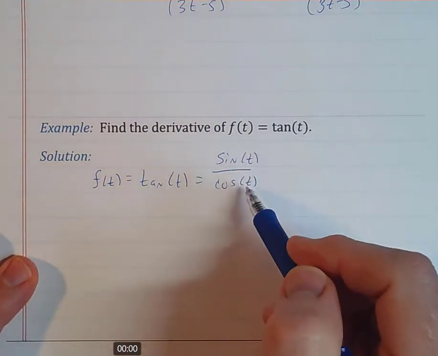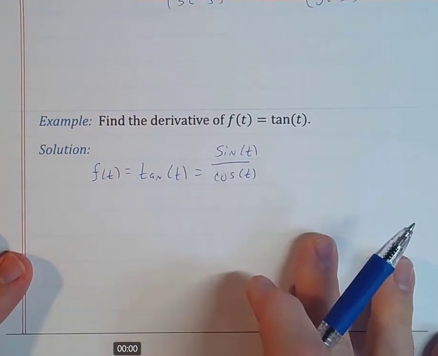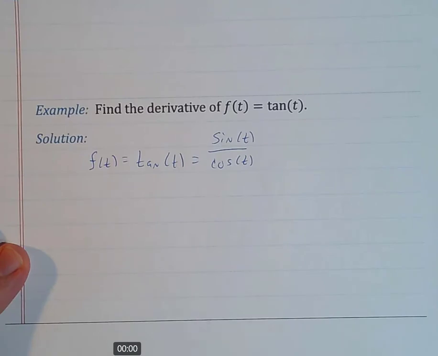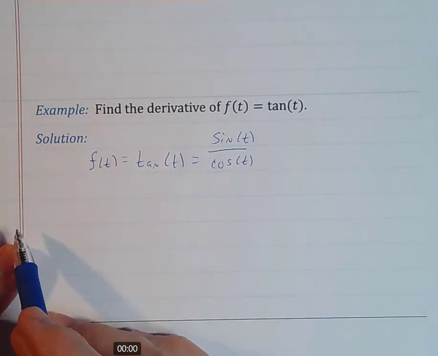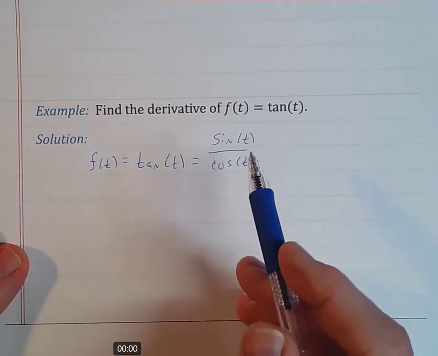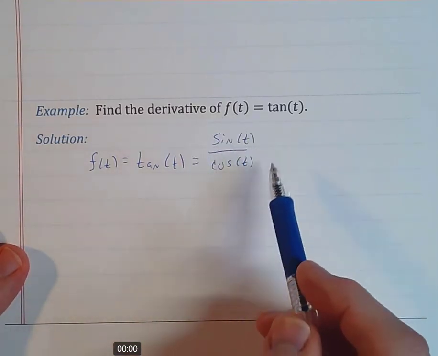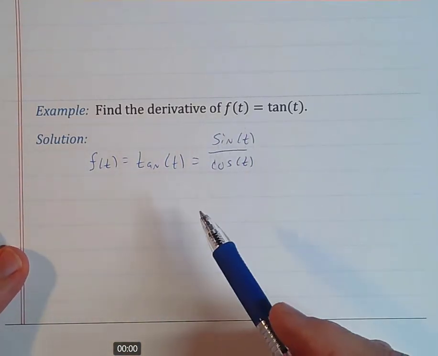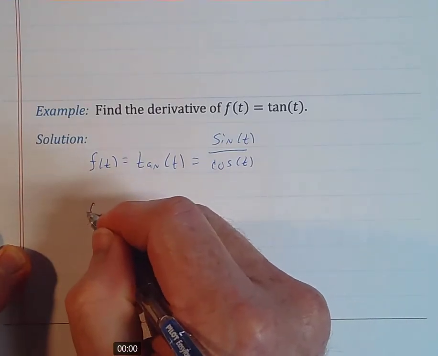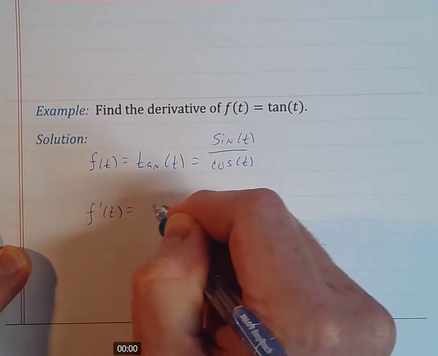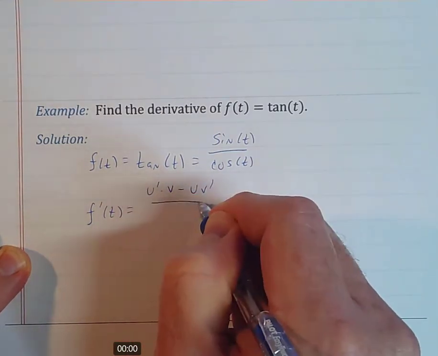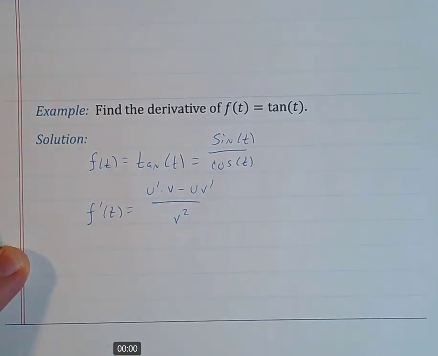And that's a quotient. And so if I want to find the derivative here, even if I don't know it, there's formulas and things out there for the derivative of tangent. You could look that up. But even if I don't remember what that is, I know this. And I know that's a quotient, and I could use the quotient rule to see if I can find that derivative. So f prime of t is going to be, let's see, u prime times v minus uv prime over v squared.